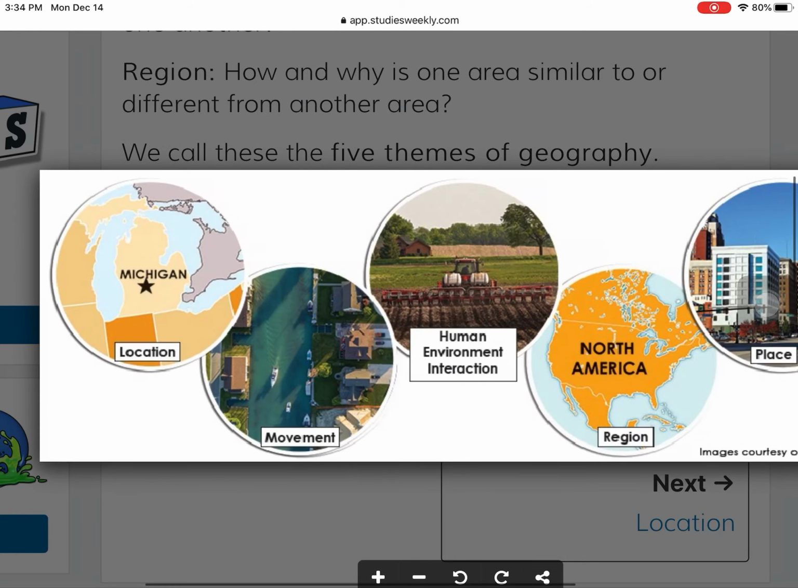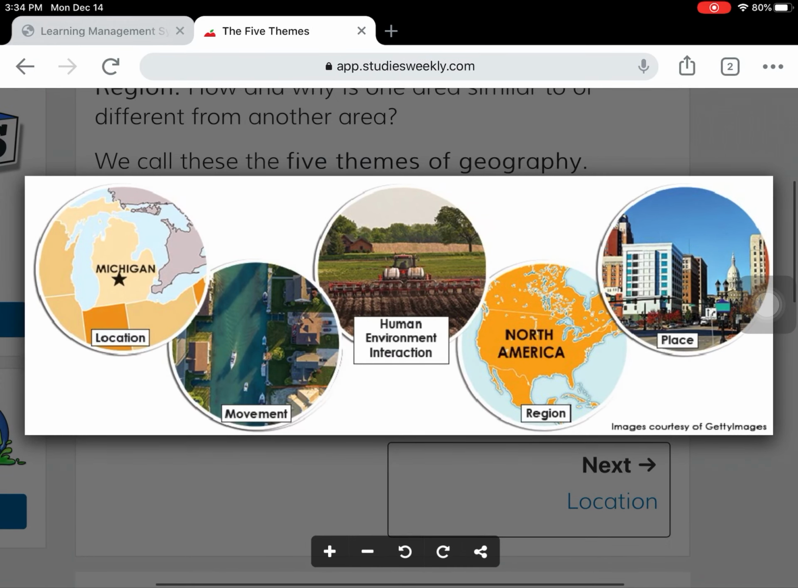So if you look down here, we do have a picture, and it's just giving us some examples of what our 5 themes are within a picture form. So you can take a second to look at these. If you need to pause the video because you need more time to look at them, feel free to pause. We start out with location, and then there's a picture for movement, human-environment interaction, region, and place.